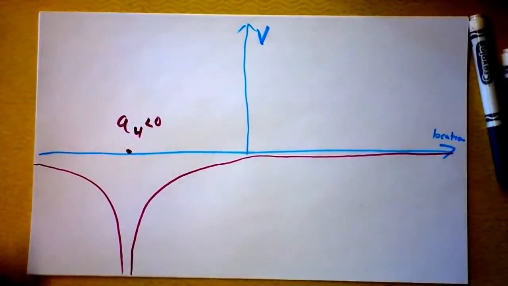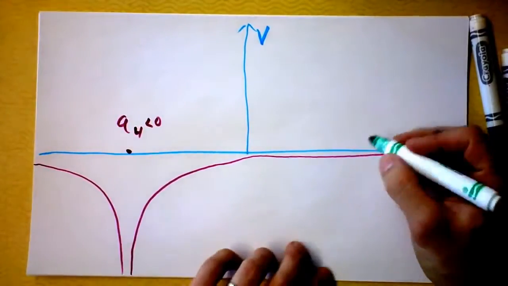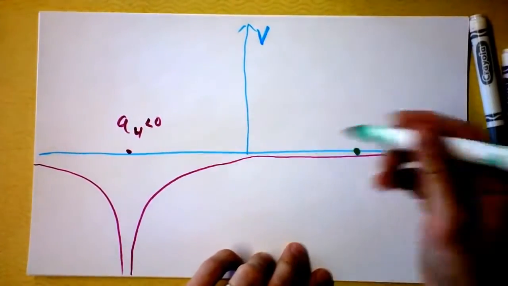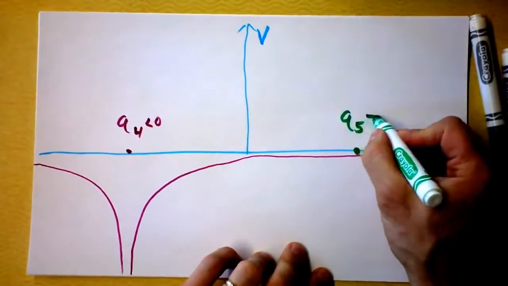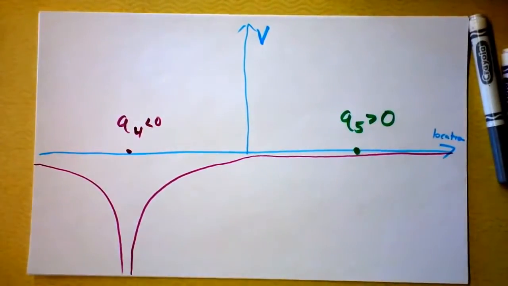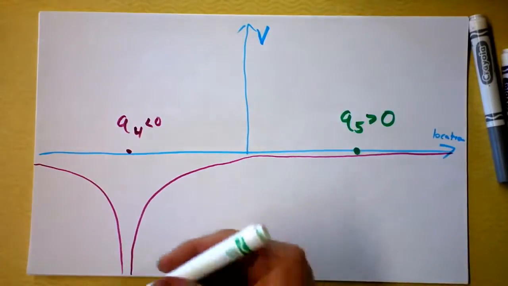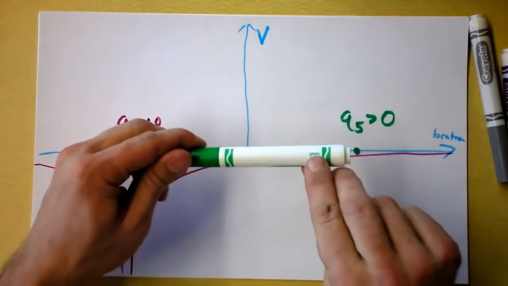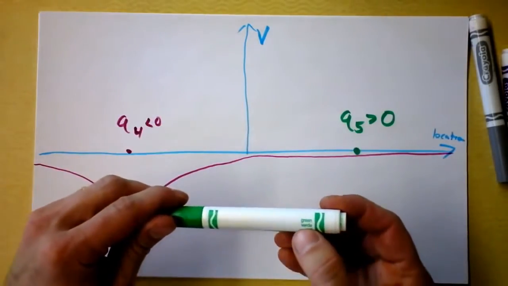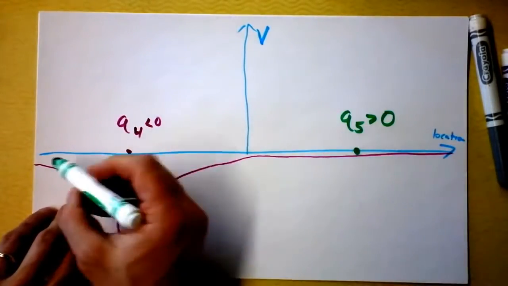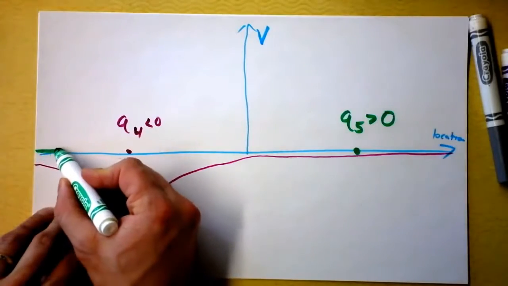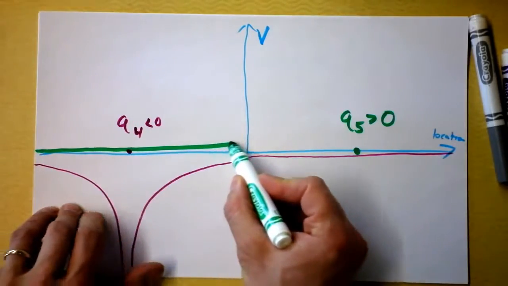And what if it's not the only thing in the universe though? What if there's another charge over here? Let's do it the same distance away. This is Q5, and it's the same quantity of charge as Q4, but it's positive. Now I'm going to draw Q5's potential in green. Q5 is going to have an always positive potential, but it will be very, very small over here and getting bigger, bigger, bigger.